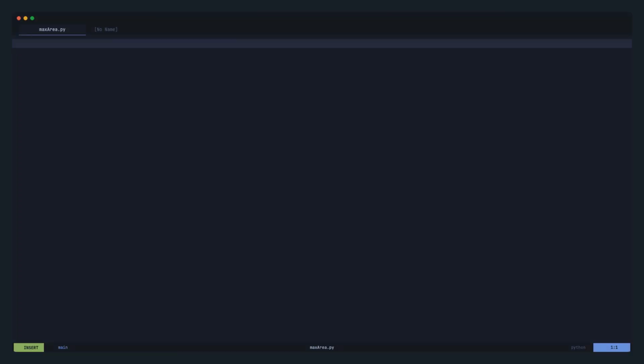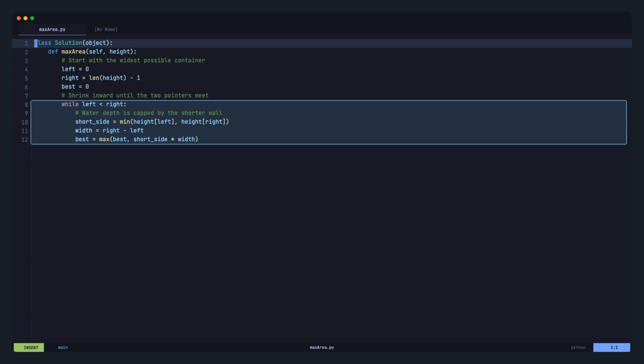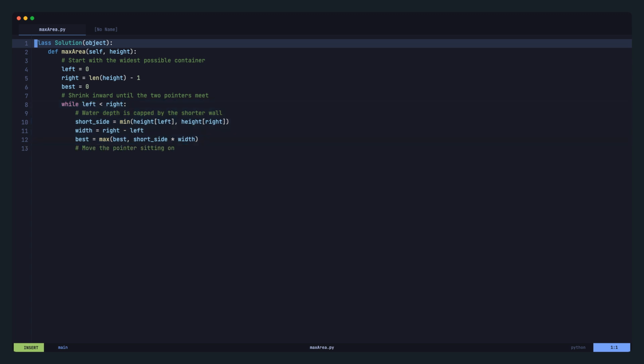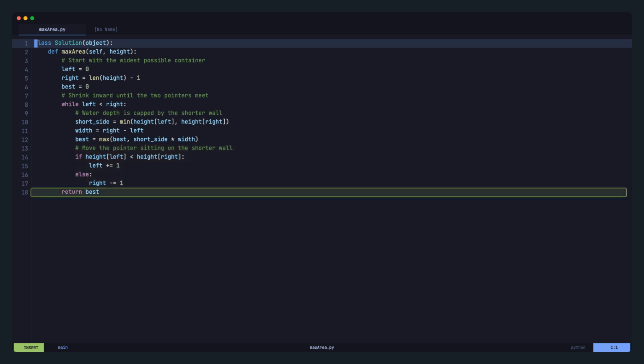Same logic, now in Python. Left starts on the first wall, right on the last, and best tracks the biggest pool we find. While the pointers haven't met, take the shorter wall, multiply by the gap, and keep that area if it beats our best. Then the key move. Whichever wall is shorter, step that pointer inward. The taller wall stays right where it is. When the pointers finally meet, the loop ends, and we hand back the largest pool we ever saw.